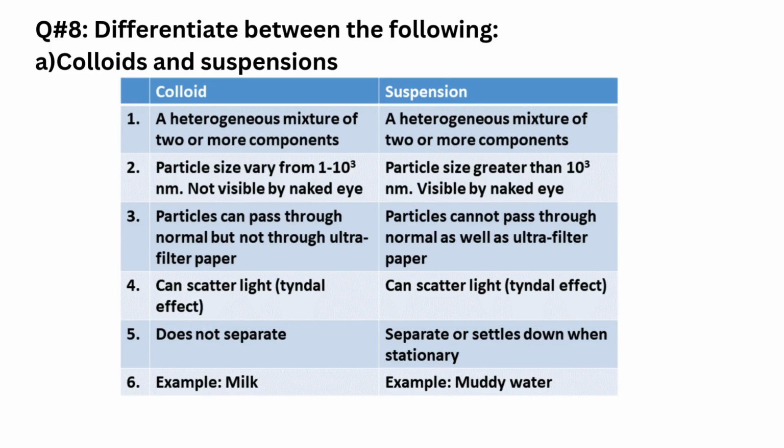Colloid particles can pass through normal filter paper but not through ultrafilter paper. Suspension particles cannot pass through normal as well as ultrafilter paper. Colloid particles can scatter light due to Tyndall effect. Suspension particles can scatter light due to Tyndall effect. In colloid, particles do not separate. In suspension, particles separate or settle down when stationary. Example of colloids is milk and example of suspension is muddy water.